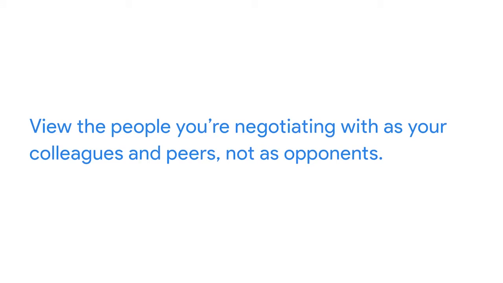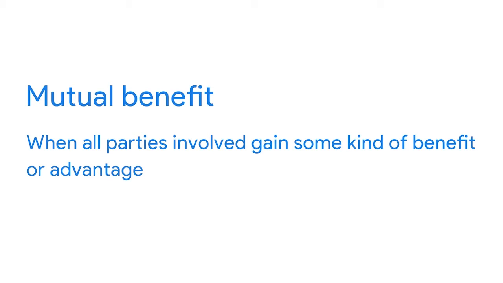It's important that you view the people you're negotiating with as your colleagues and peers, not as opponents. That's why you do a stakeholder analysis, so you can get to know your stakeholders as people with their own jobs and responsibilities, and as partners who want the project to succeed. When you experience conflict or disagreement among your stakeholders, it's in your best interest to address those challenges, build consensus among the stakeholder groups, and de-escalate conflict. One way to do this is to find solutions that are mutually beneficial. Mutual benefit is when all parties involved gain some kind of benefit or advantage.